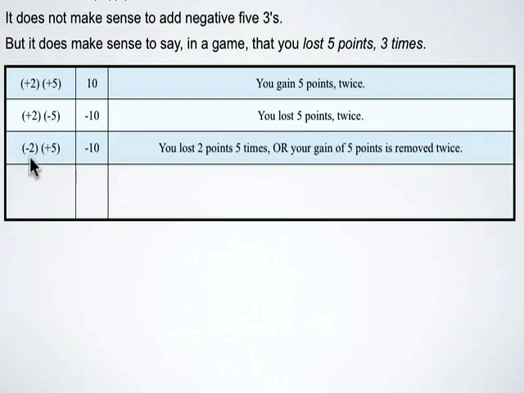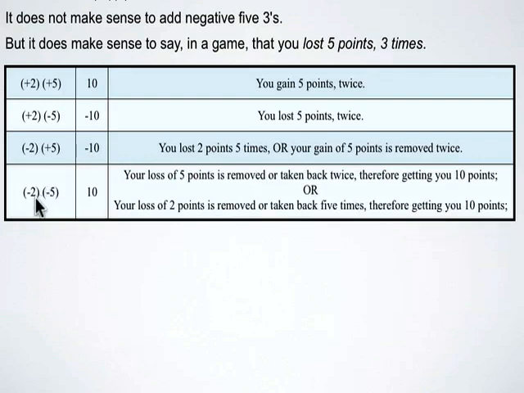Negative 2 times positive 5 is negative 10. We've lost 2 points 5 times. Lost 2 points, negative 2, 5 times. Or a gain of 5 points plus 5 is removed negative twice. Either scenario means that we would have to deduct 10 from our score.